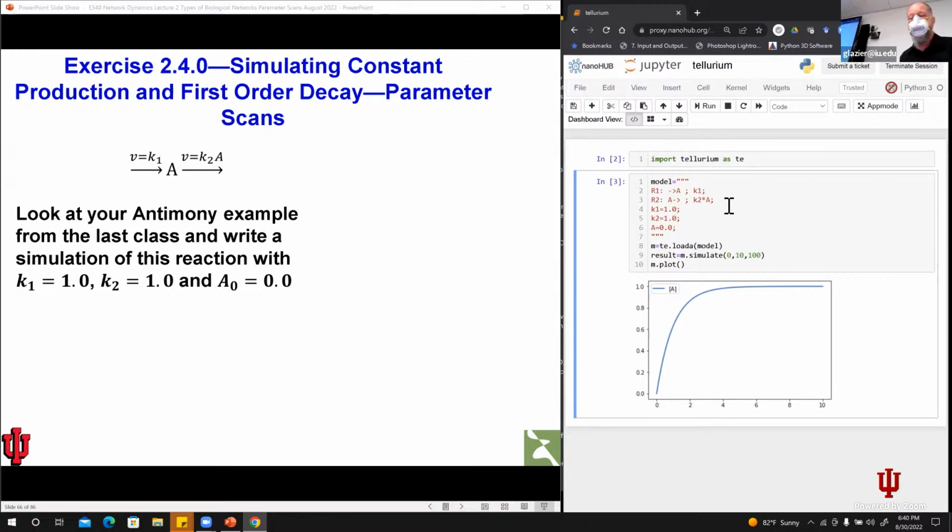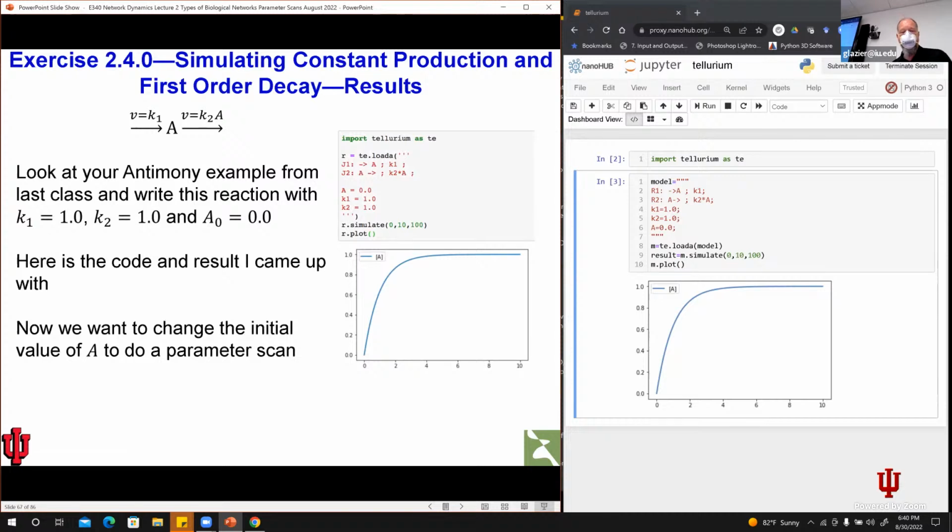Remember the basic Antimony syntax. Or not? Oh, no. So in Antimony, just having nothing, it doesn't have the null. Just blank is a null.